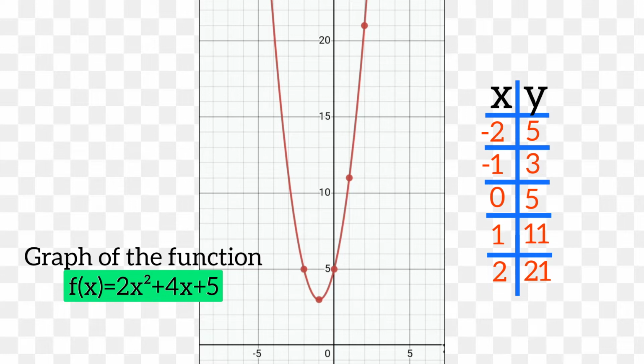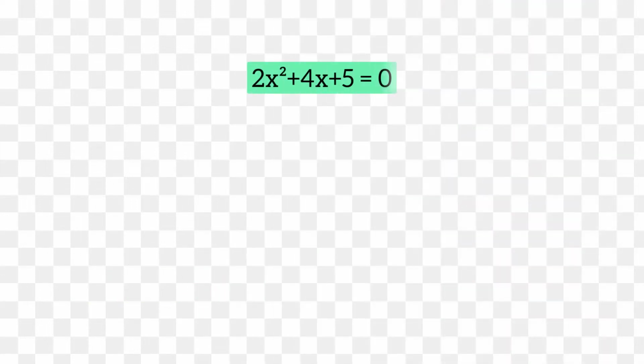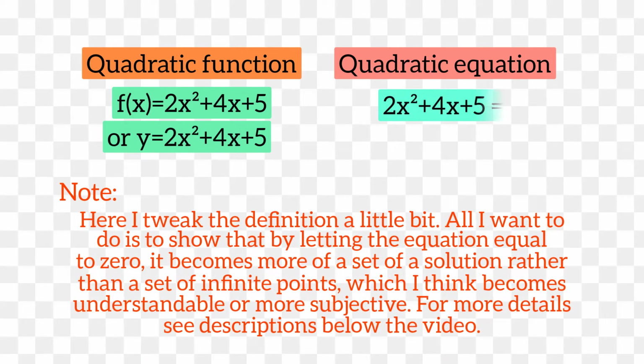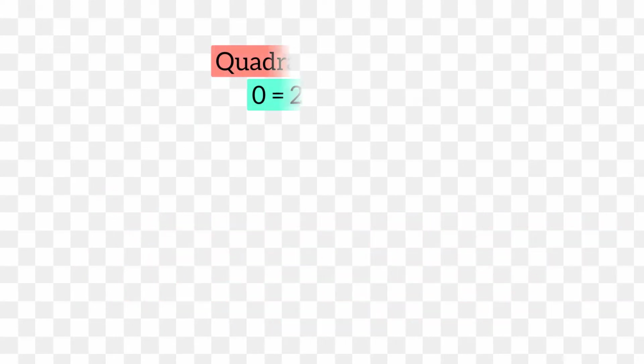By quadratic equation, we mean that we are only concerned about the set of solutions to the given equation, which in this case is the 2x² + 4x + 5 equation. To transform the quadratic function into a quadratic equation, all we need to do is let y = 0. We can then find a solution to the equation using different methods which we will discuss later on in this video. But for the sake of our current discussion, we will try to find the solution to the given quadratic equation by completing the square.